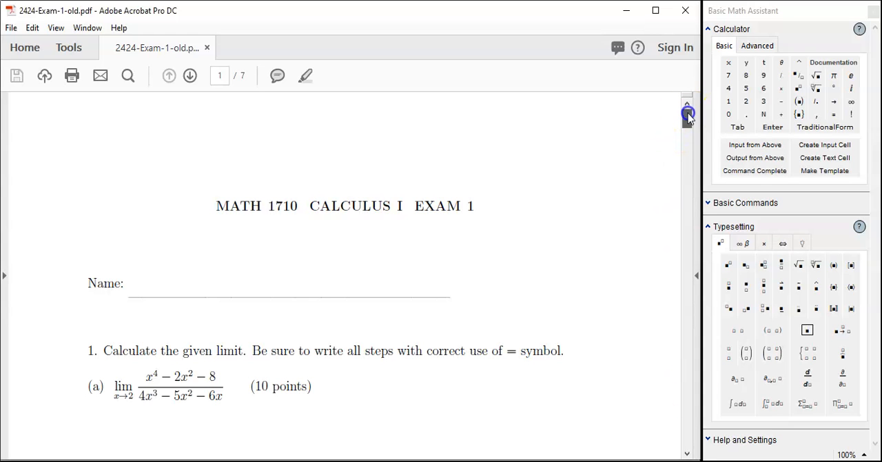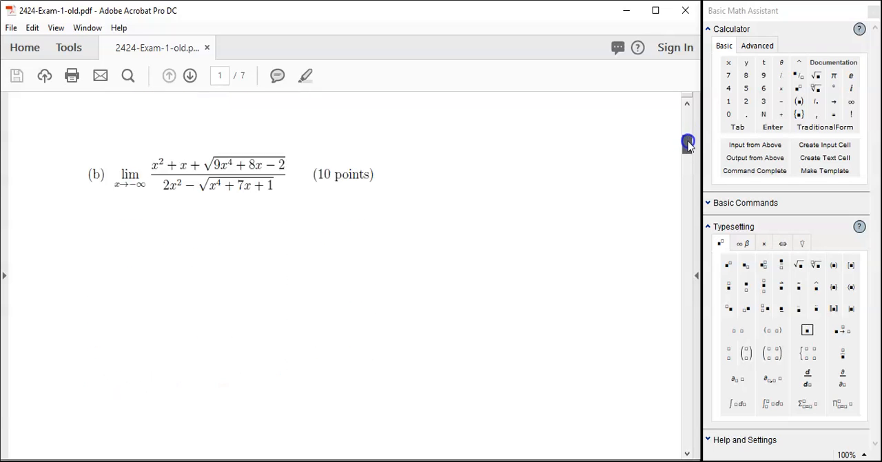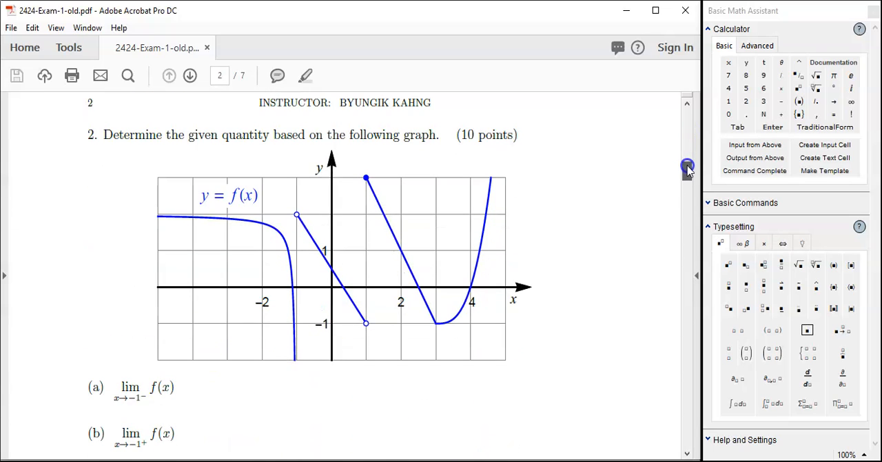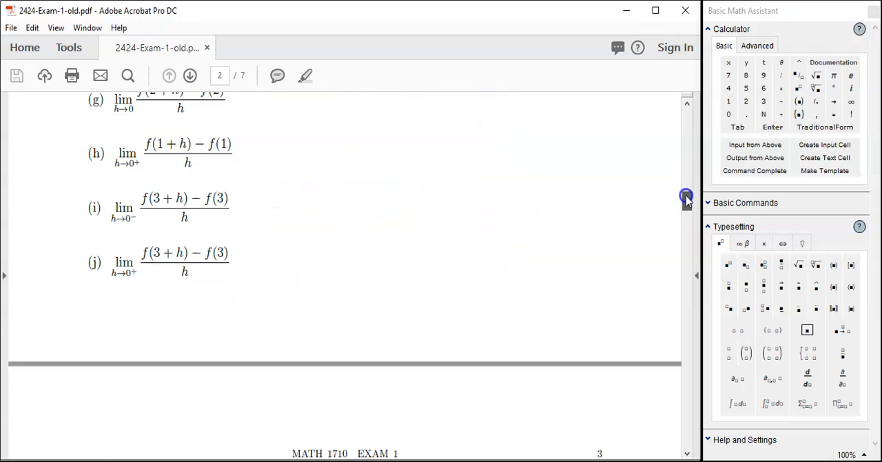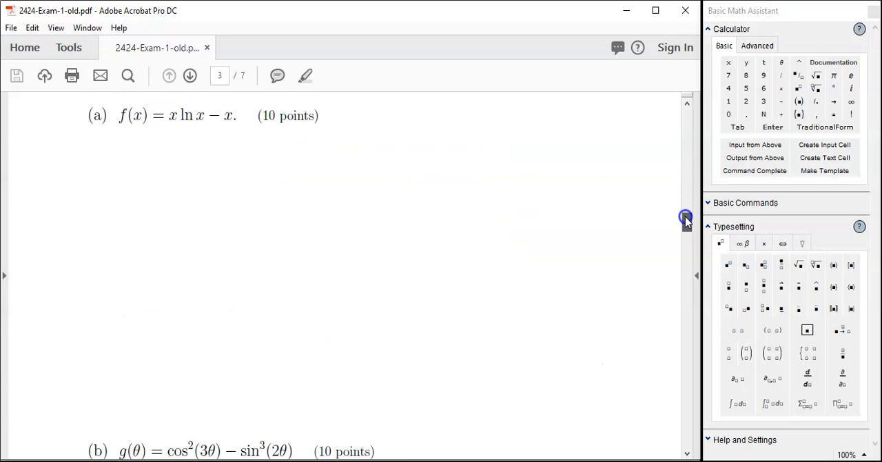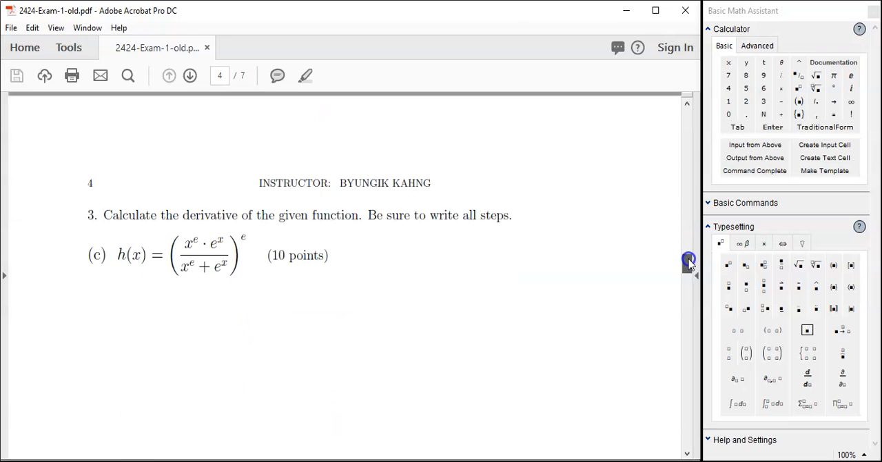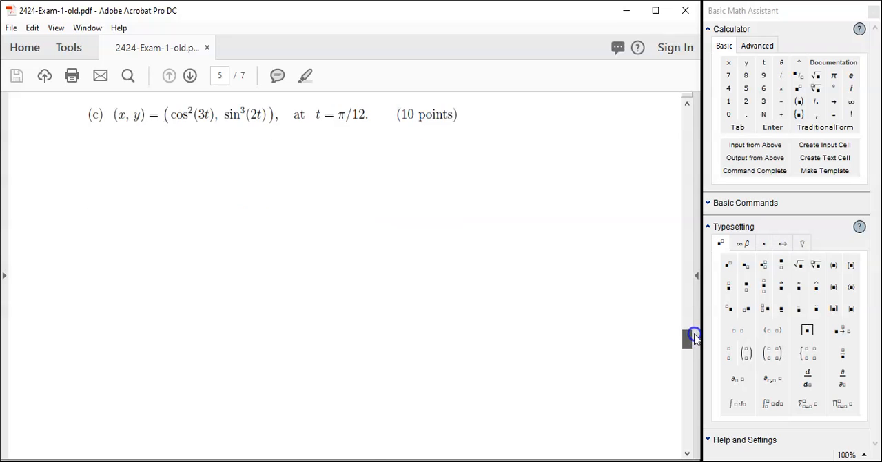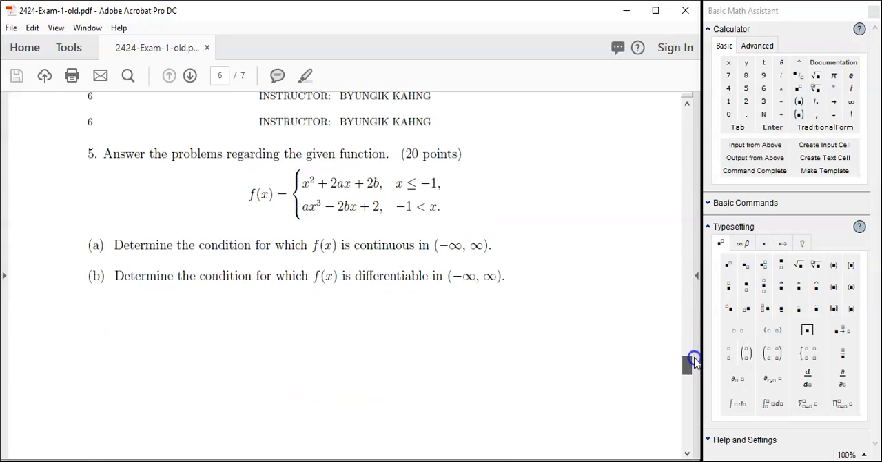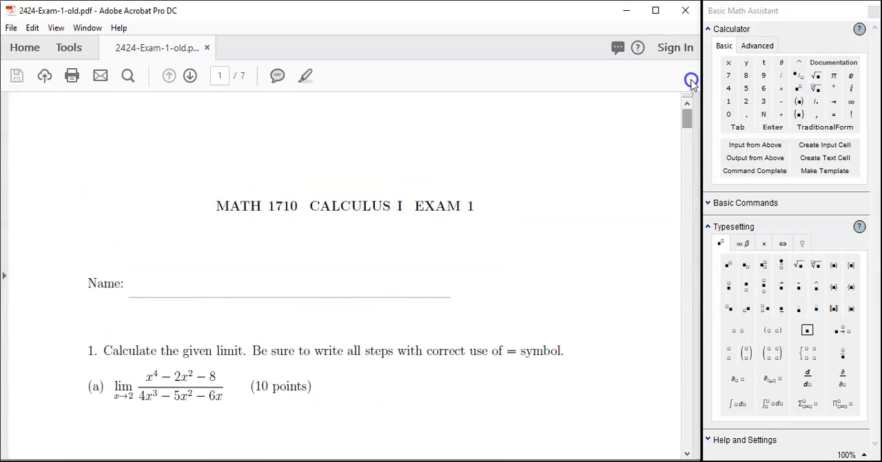It is structured like this: two limit computation problems, then some graph problems regarding limits and the derivative, then the derivative computation problems, tangency problems, and then a wildcard. The structure of your exam will be similar. Of course, not the same, but many of the problems will be recycled here with some elementary change.